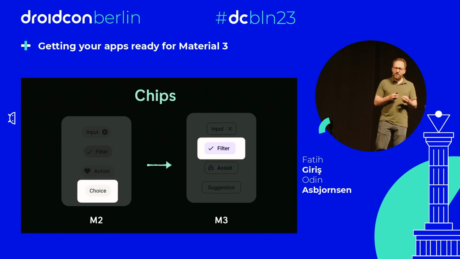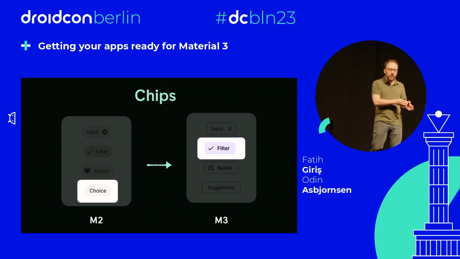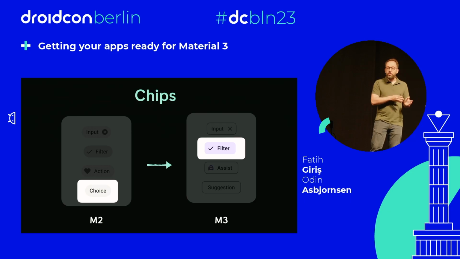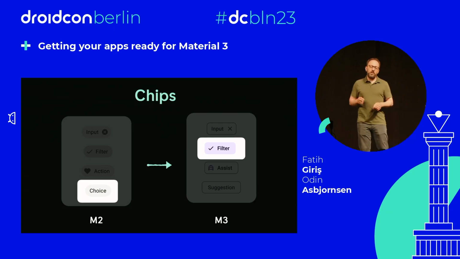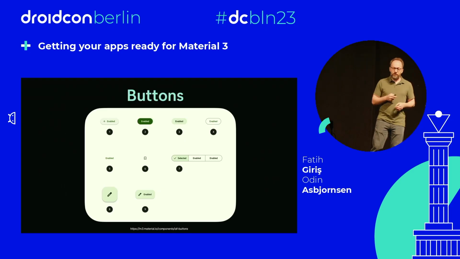You also had choice chips, but now the choice chips have been placed under the filter chips. So if you're looking for the choice chips, you need to go to filter chips and do some modifications. If you're migrating from Material 2 to Material 3, you still need to change the styles for the choice chips. And they're under the filter chips.